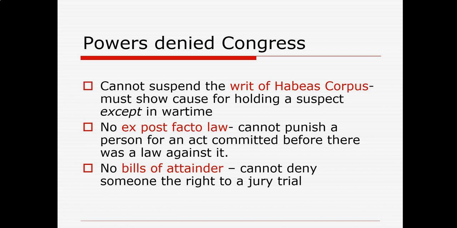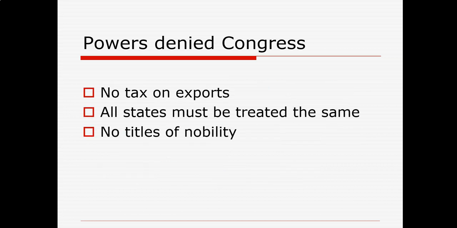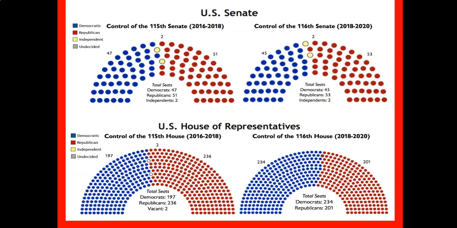Now, powers denied to Congress. Congress cannot suspend the writ of habeas corpus, must show cause for holding a suspect except in wartime. No ex post facto law. Cannot punish a person for an act committed before there was a law against it. No bills of attainder. Cannot deny someone the right to a jury trial. Continuing on with powers denied to Congress. No tax on exports. All states must be treated the same. And there are no titles of nobility.